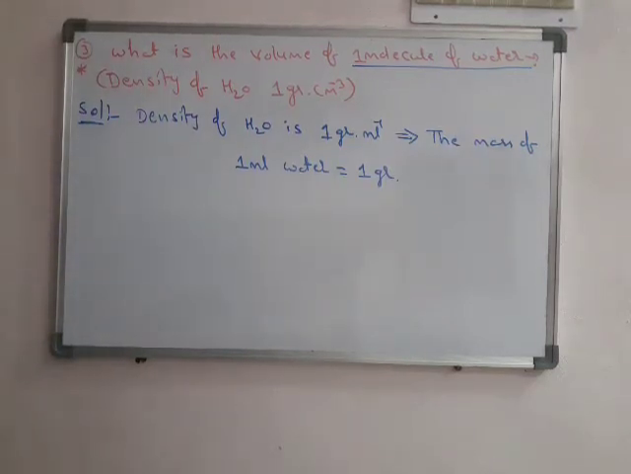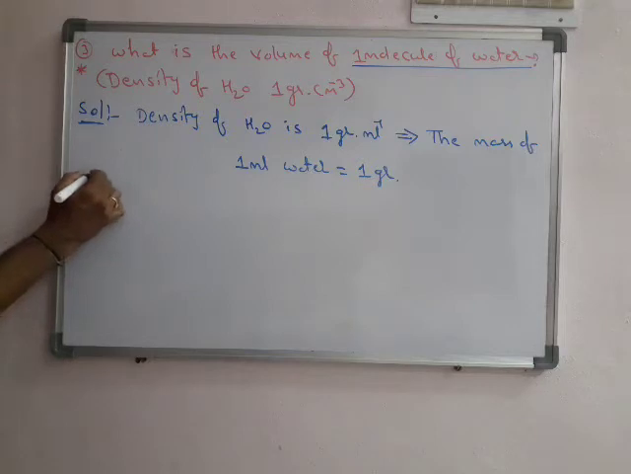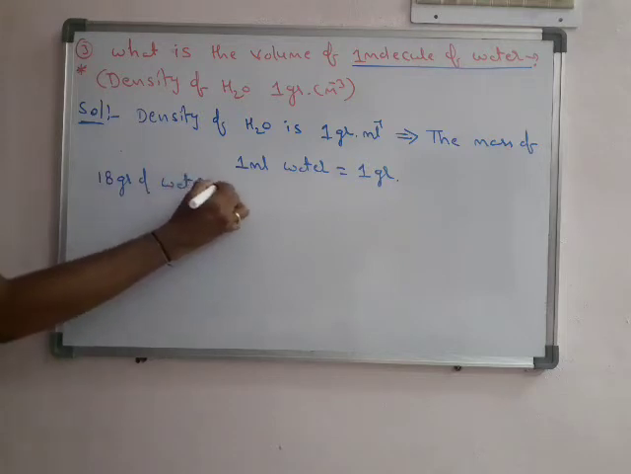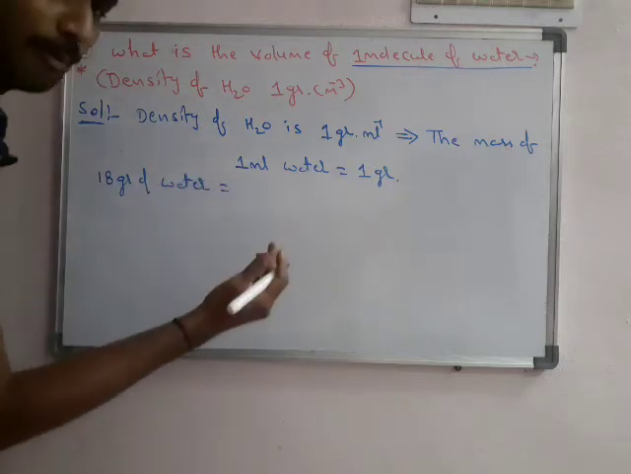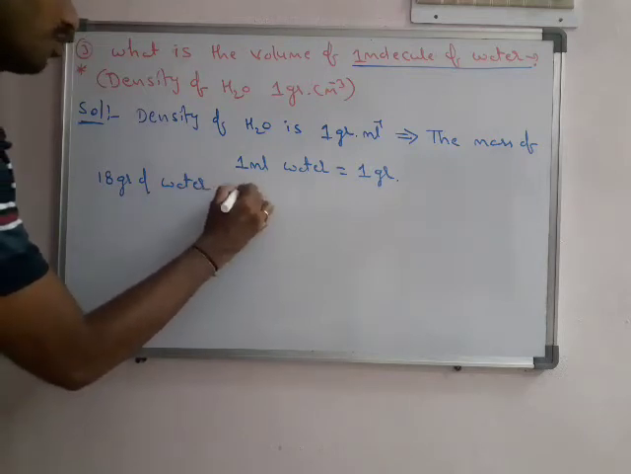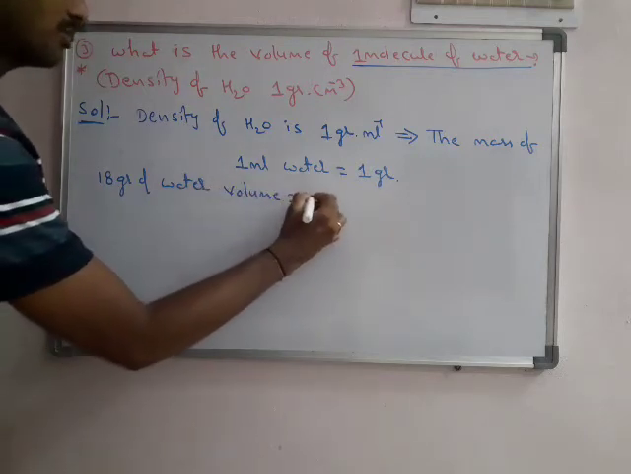Okay. Now our problem is, what is the volume of one molecule of water? So what is the molecular weight of water? We know that the molecular weight of water is 18 grams. So 18 grams of water, what is the value? 18 grams of water volume equals how much?